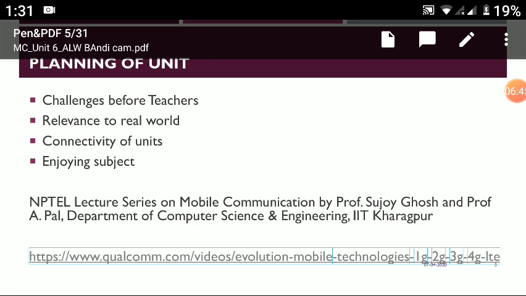Actually, the second part is, if you want to learn more about mobile communications, then apart from this syllabus, the content of this particular unit, you can also attend the NPTEL lectures on mobile communication systems by Professor Sujay Ghosh and Professor A. Pal, Department of Computer Science Engineering, IIT Kharagpur. You can get the NPTEL lectures on the Swayam portal. The link has been pasted in this particular slide.